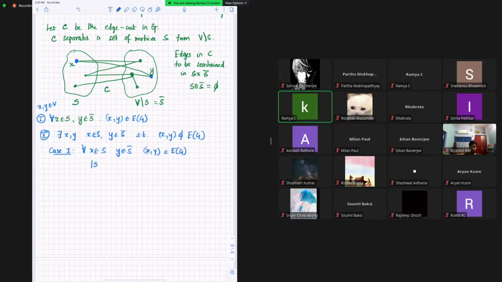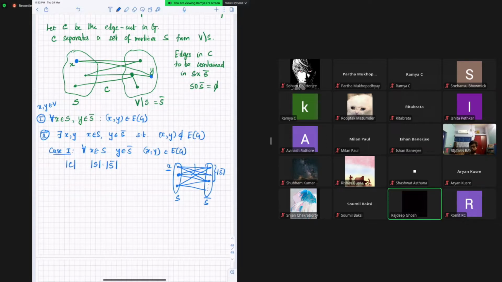Then what can you comment about the size of S and S complement? So you have S here, you have S complement here. Let's pick an X here. No matter what Y you pick, I know that this edge is in the graph. These edges are all in the graph. So this vertex X has S complement many neighbors, the size of S complement many neighbors. The next vertex also has so many neighbors. The next vertex also has so many neighbors, and so on. So what can you say about the size of the cut?